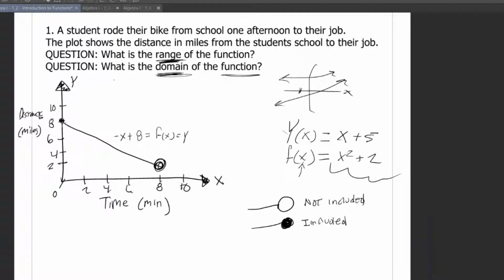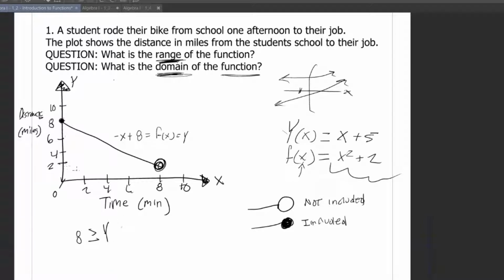So ultimately, what is the range of this function? We have 8 here, and we go all the way down to 2, right? So this could be written as y is less than or equal to 8. And I note I say less than or equal to because all the y values are less than or equal to, as in this filled in dot is included within the range.